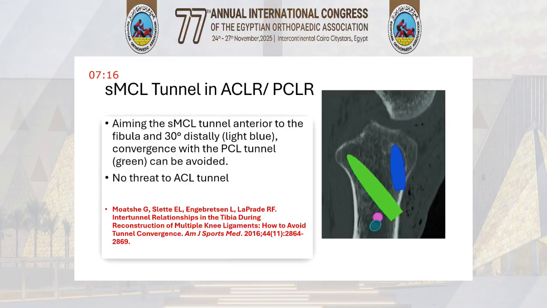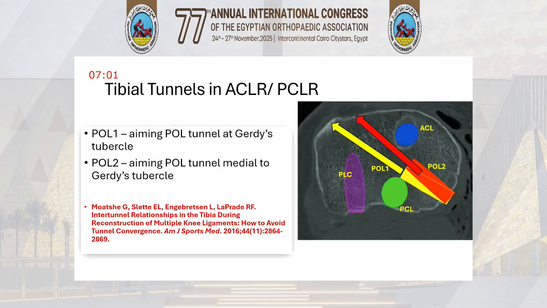The PCL tunnel is also at risk in superficial MCL reconstruction because it is placed much lower than the ACL and goes posterior. So here aim the tunnel of the superficial MCL anterior to the fibula and more distally. And this shows the cross-section of how to avoid the PCL tunnel when you are placing the posterior oblique tunnel.